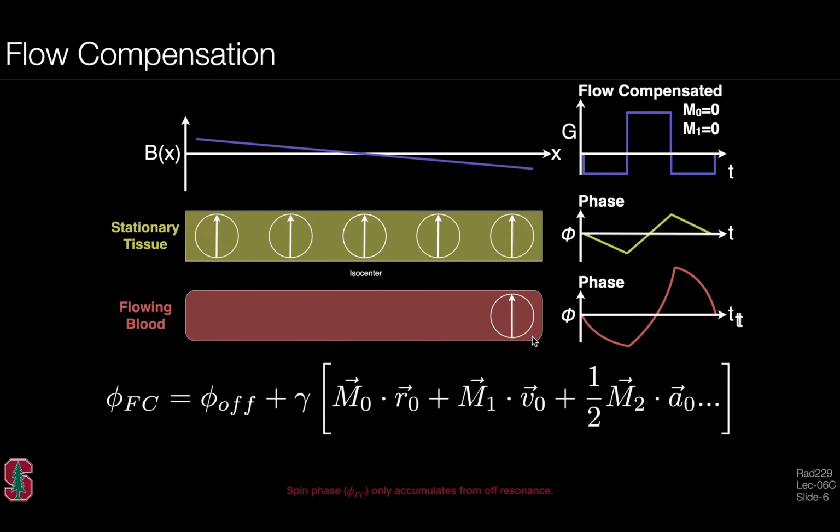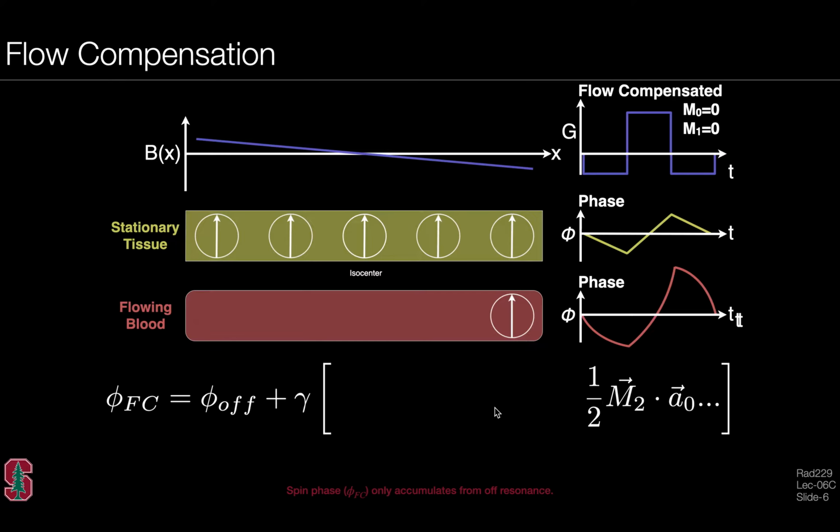And so what we learned in the last lecture is that the flow compensated phase is the sum of the off resonance phase plus potentially these other terms. But as this was an M0 equal to 0, M1 equal to 0 gradient waveform, it meant certain things. It meant that those first two terms would disappear. There's no additional contribution to position or velocity encoding.